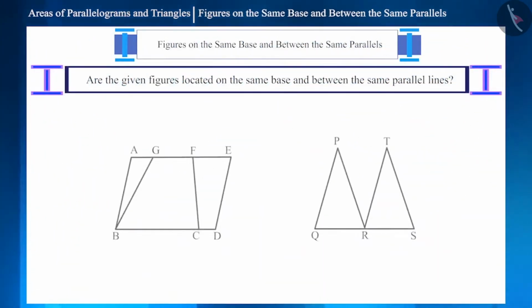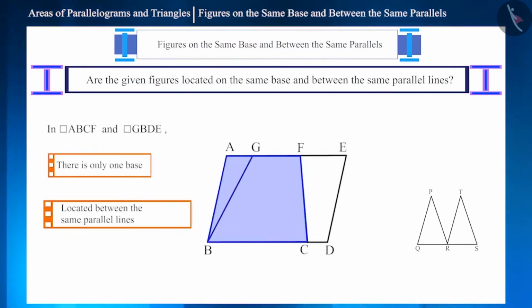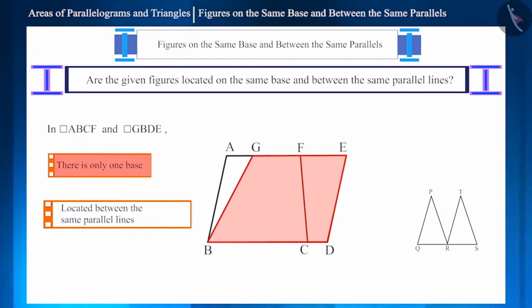Now let's see some more figures. In the first figure, there are two parallelograms, parallelogram ABCF and parallelogram GBDE. Are they located on the same base? No, the base of parallelogram ABCF is BC and the base of parallelogram GBDE is BD. Are the two parallelograms located between the same parallel lines?